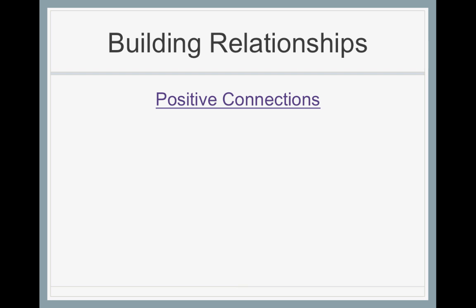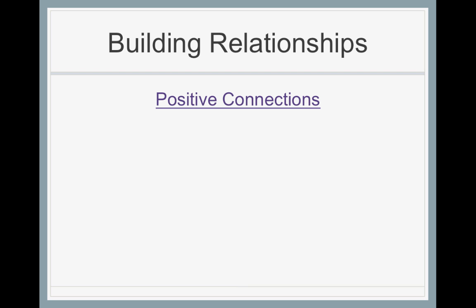Fostering a positive relationship with students is the most important approach for encouraging expected behavior. Students are more likely to meet expectations if they know we respect them and like them, and if they respect and like us. Get to know your students.